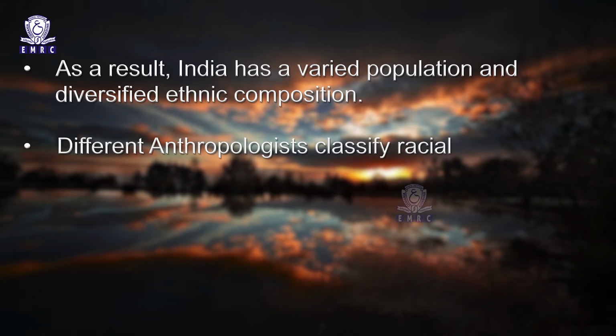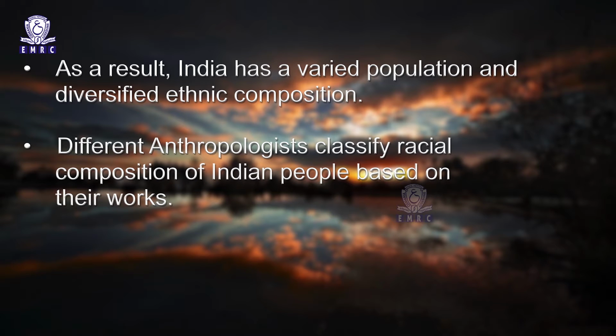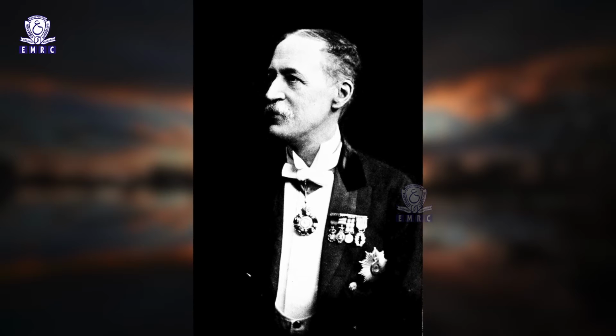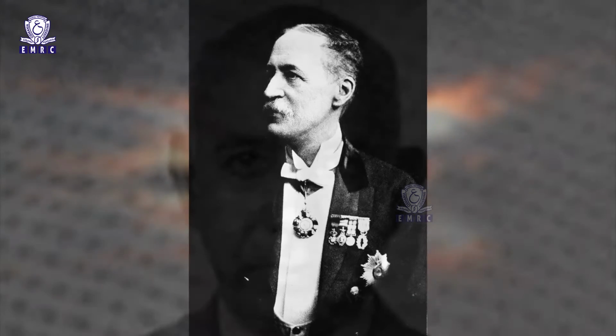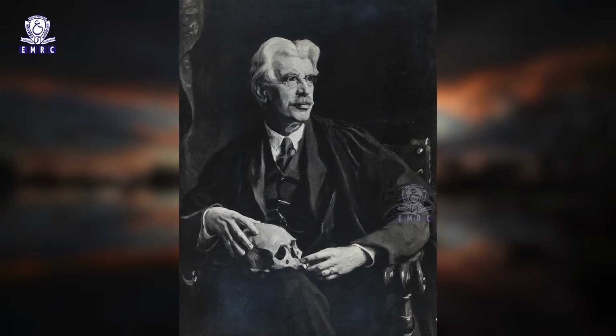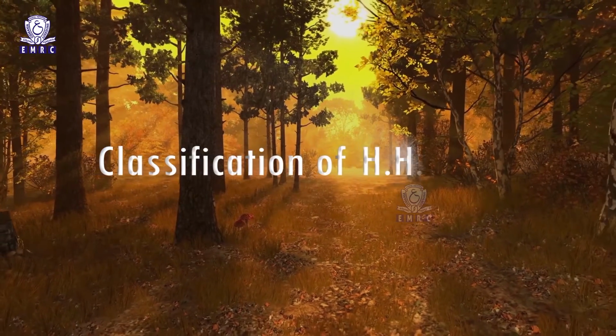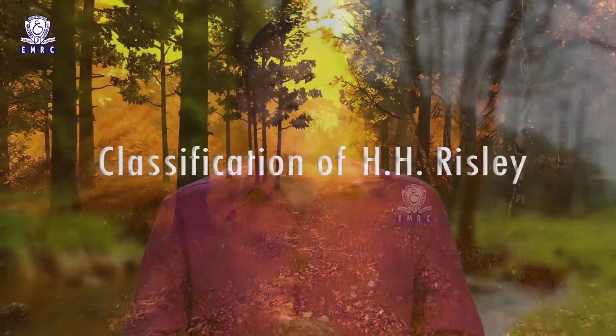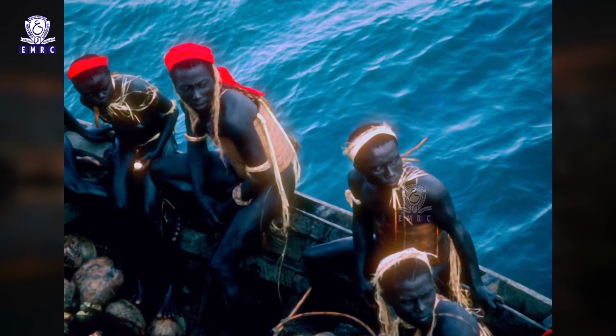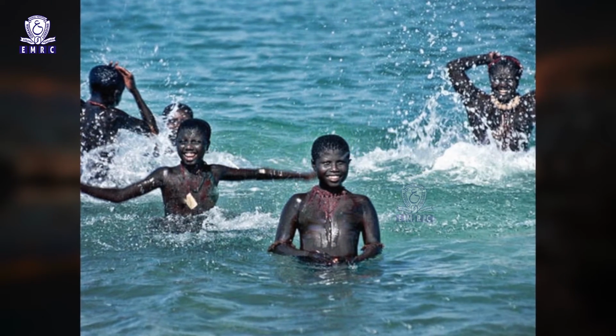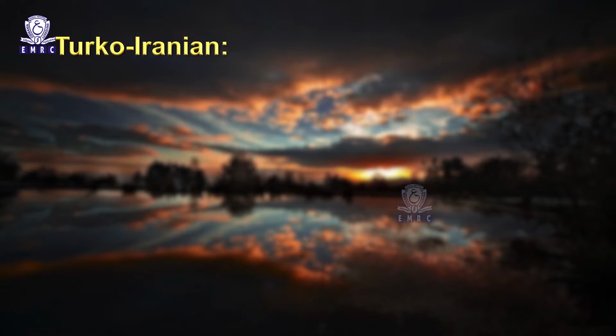Different anthropologists classify the racial composition of Indian people based on their works. Some of the notable classifications are by Sir Herbert Hope Risley, B. S. Guha, Ruggeri, Haddon, etc. Risley divided the peoples of India into the following types. He excluded the Negritos of the Andaman Islands as they had, according to him, little to do with the peoples of India. So, first one, the Turco-Iranian.